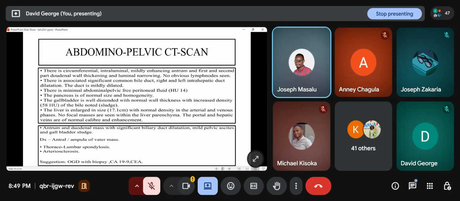Yeah, so many causes of abdominal pain will be revealed in an imaging of some sort. And here we have an abdominal pelvic CT scan with a lot of information. I'm trying to look at the radiographic diagnosis, antro-ampullo-vaterian mass, and so I'm screening up there to see why they are saying it's a mass. And I think it's the first bullet, which says there's the circumferential intraluminal mild enhancing antrum, and first and second part duodenal thickening, luminal narrowing. No obvious lymph node seen.